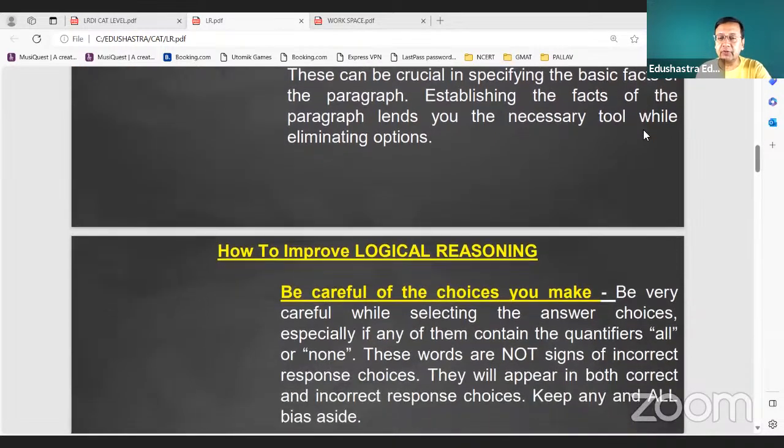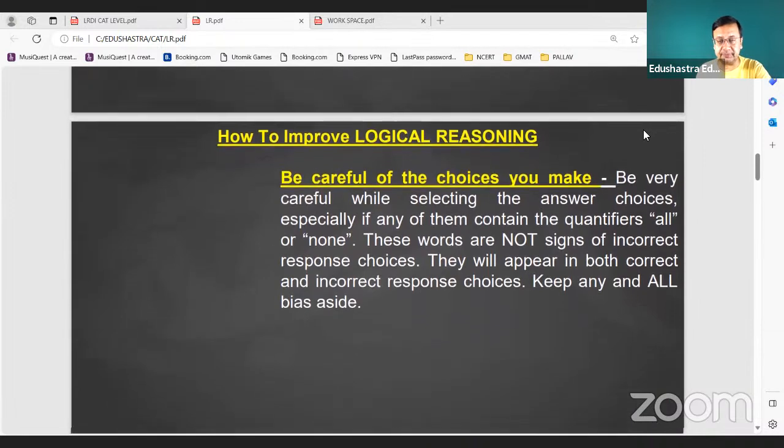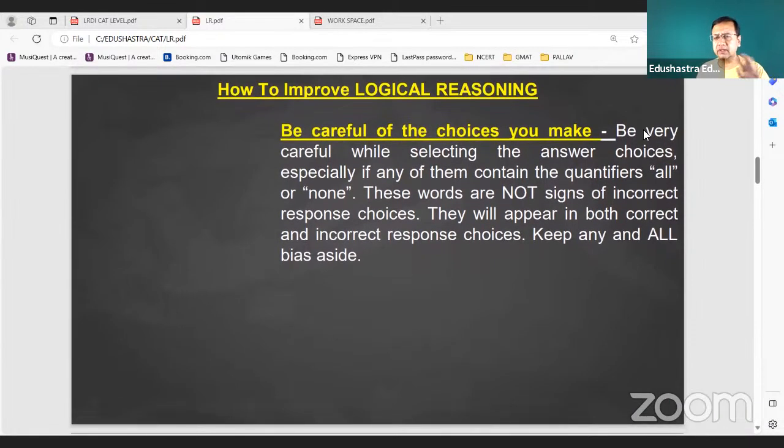Be careful of the choices you make, whatever the answer you are getting. Just be very careful. There are some options like none of these, all of these. These are options which typically you are getting in the examination, and these options are making a little trouble when you are putting up your answer. So just try to be very attentive when you are picking up your options for the final mark.